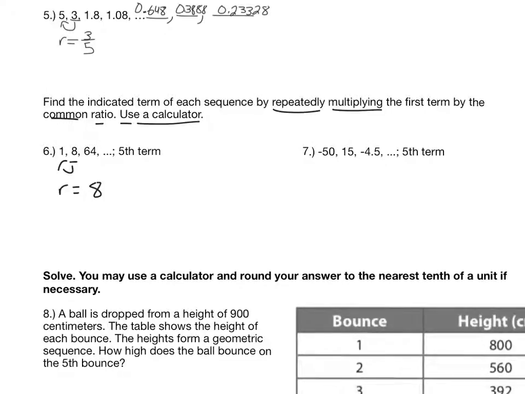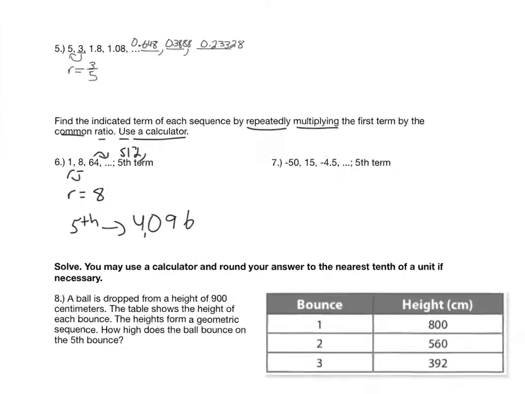So if we're multiplying by 8 every time, in order to get the fifth term, we first need to get the fourth term. So we need to multiply 64 times 8. And if you do that, you get 512. And that would be your fourth term. Then you'd have to multiply that by 8 as well. And your fifth term would be 4,096. That's all you'd have to do with these type of problems.